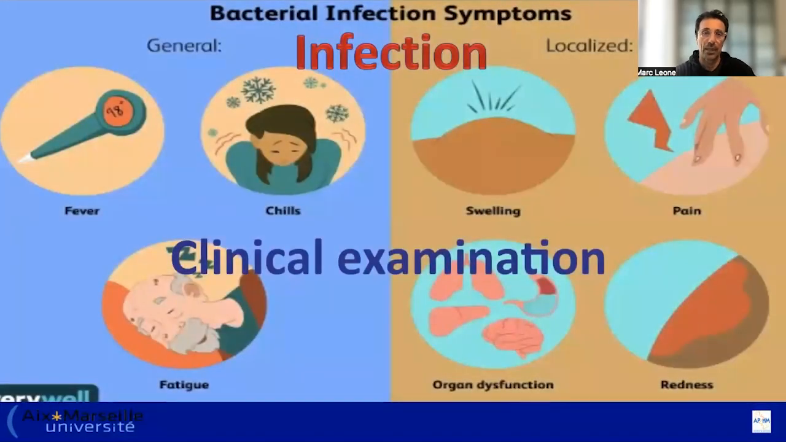We all know how to diagnose infections, and most people in the world know how to diagnose infection. There is some fever, there is some chills, there is some fatigue. Sometimes there is no fever, but there is still an infection. And there are some localized symptoms like swelling, pain, small organ dysfunction, redness. Clinical examination is very important. That's the key. It's still fashionable to clinically examine the patients. That's very important.